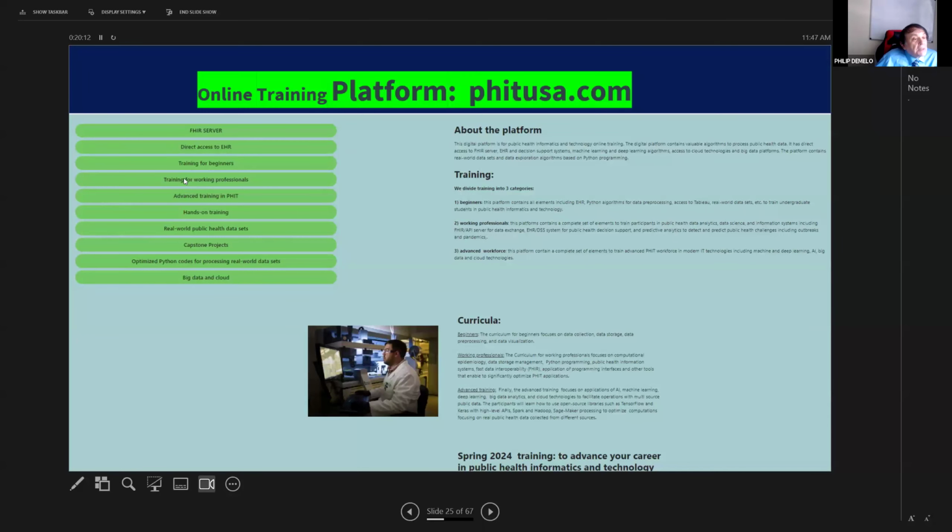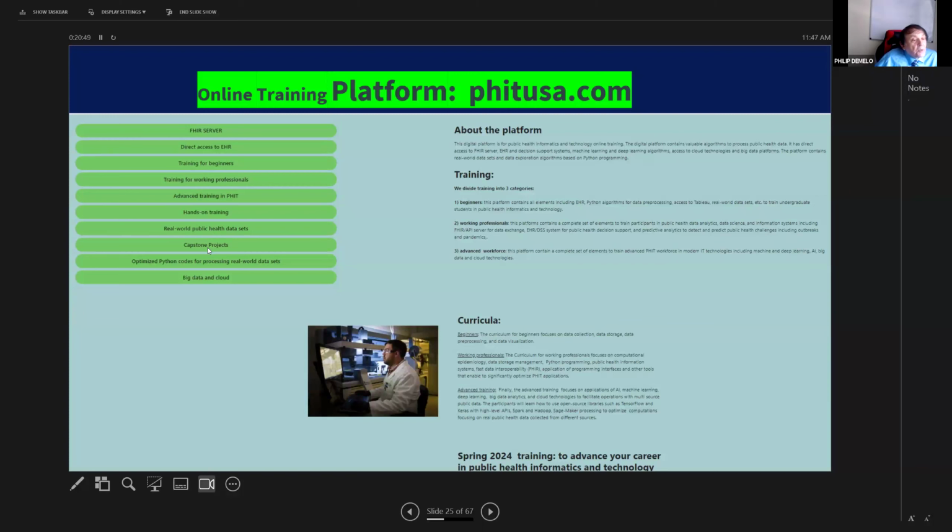Then we have training for beginners. They click on it. They have lots of material here. Then we have training for working professionals. We have advanced training in FIT. We have hands-on training. We have many examples of using Python for processing and pre-processing data. Then we have data sets. So it is like a one-shop marketplace where you have everything. So they don't need, for instance, to browse for different algorithms, and everything is in here.